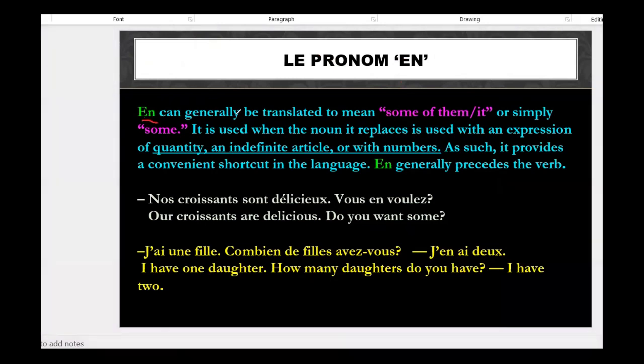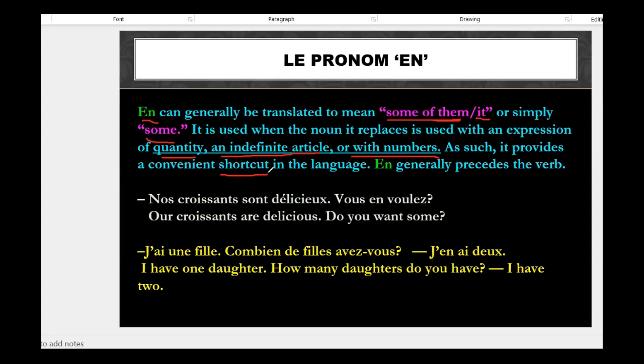En can generally be translated to mean some of them, some of it, or simply some. It is used when the noun it replaces is used with an expression of quantity, or any indefinite article like un, des, etc., or with numbers. Numbers, they also represent some quantity, right? As such, it provides a convenient shortcut in the language.